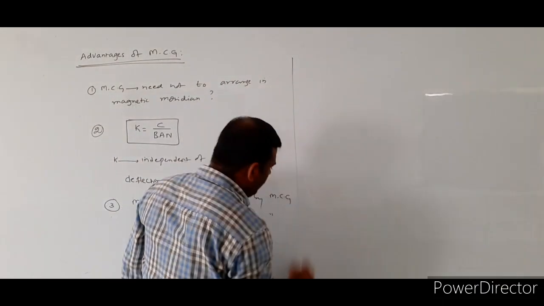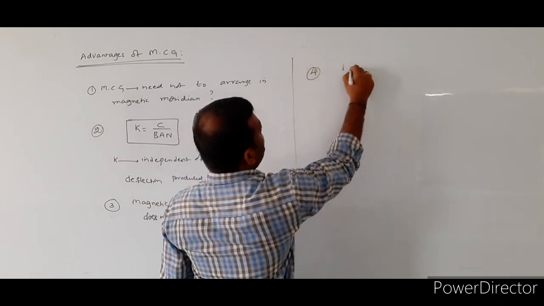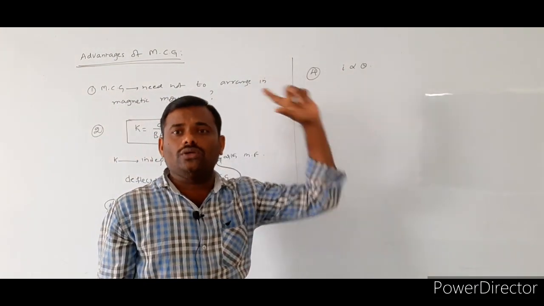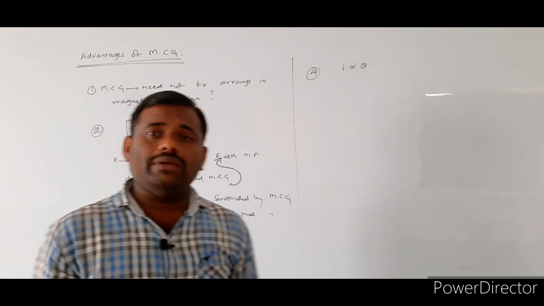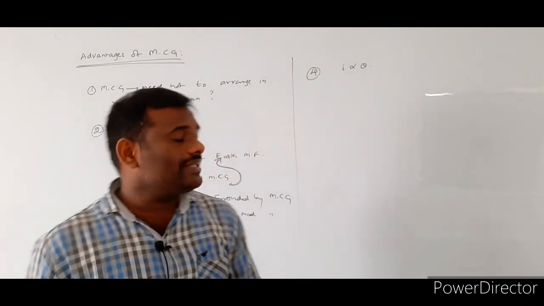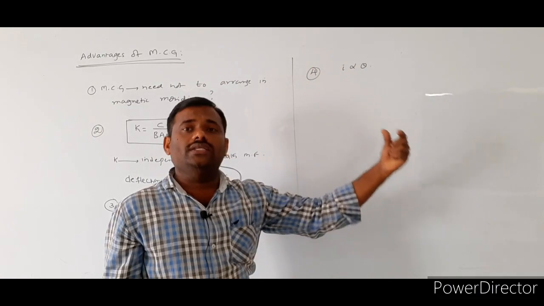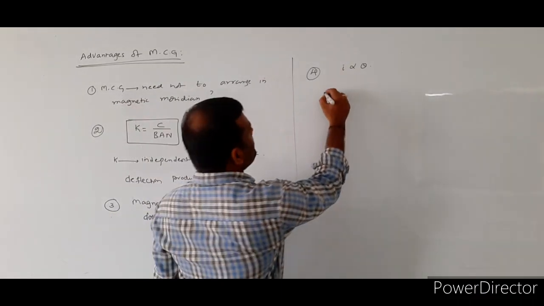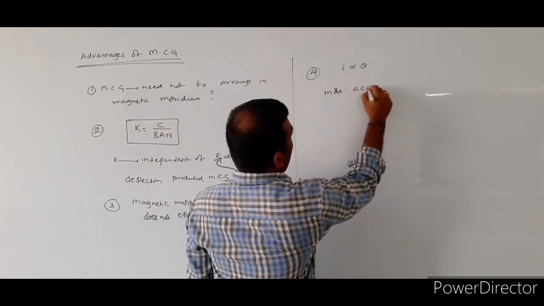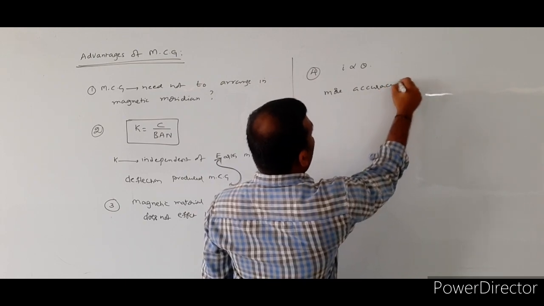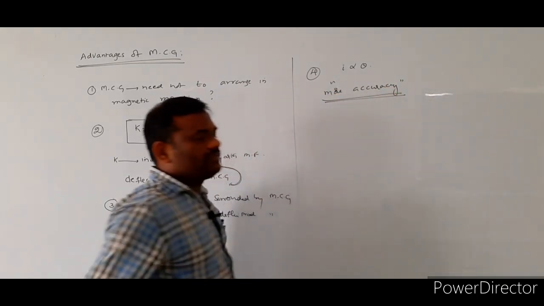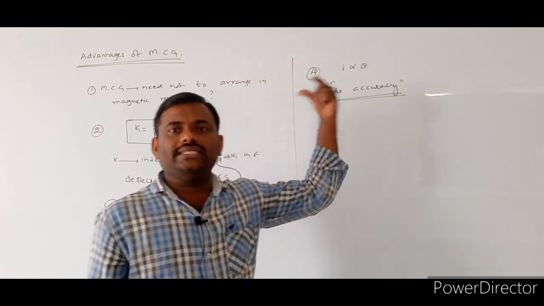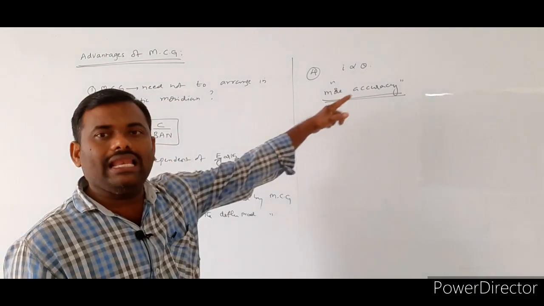Next, in the moving coil galvanometer, you got the relation I is directly proportional to theta, the deflection. So by using the moving coil galvanometer, whatever current you are measuring, those values can be measured more accurately. That means the readings taken with the moving coil galvanometer have more accuracy. So it is also one of the advantages of the moving coil galvanometer.